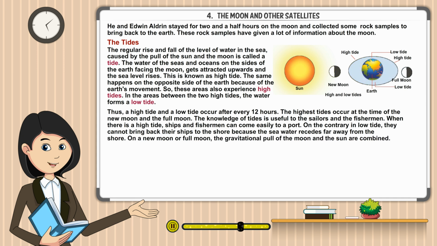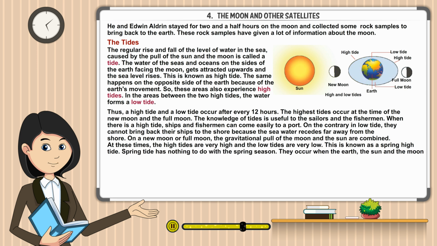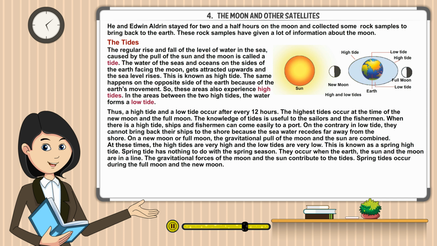On a new moon or full moon, the gravitational pull of the moon and the sun are combined. At these times, the high tides are very high and the low tides are very low. This is known as a spring high tide. Spring tide has nothing to do with the spring season. They occur when the earth, the sun and the moon are in a line. The gravitational forces of the moon and the sun contribute to the tides. Spring tides occur during the full moon and the new moon.